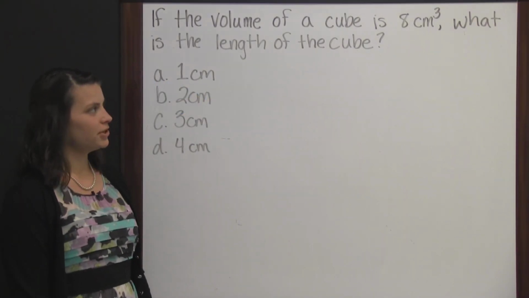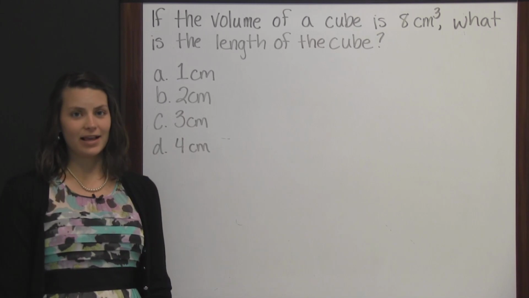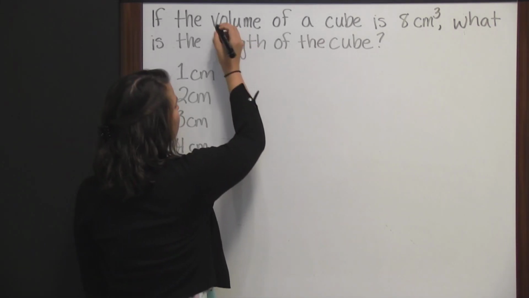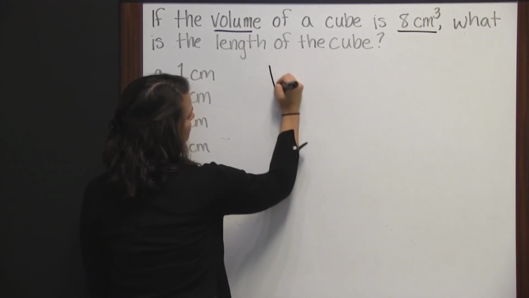If the volume of a cube is 8 cubic centimeters, what is the length of the cube? Let's start with what we know. The volume is 8 cubic centimeters.